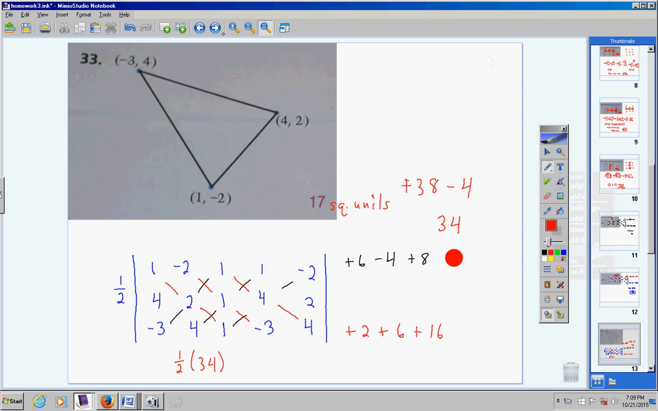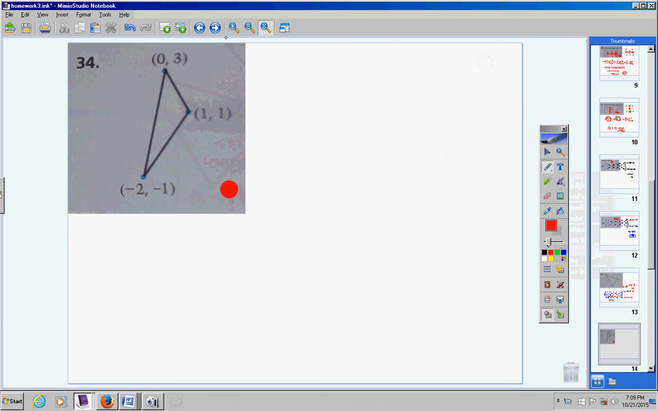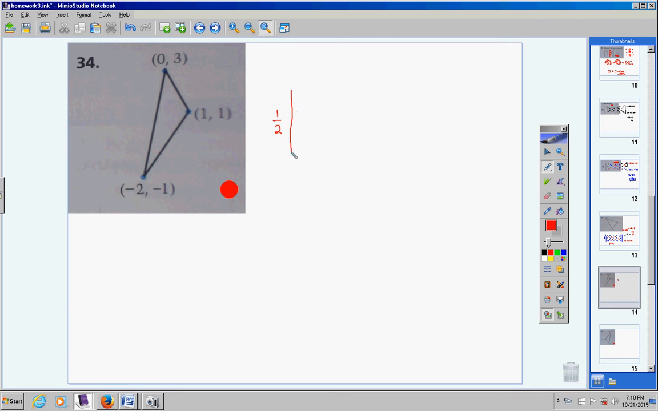Alright, moving on to number 35. Same thing again, and then 34 and 35 are the same. So pretty redundant, but it's good to practice. So here we go. We're going to find the area of this triangle. So I'm going to put a 1/2 here. Then put my matrix right here. And I'm going to put 0, 3 first. And then negative 2, negative 1 next. And then 1, 1 next. And then you always put 1s here. Alright? Well, let's find the determinant of this matrix, then multiply it by 1/2.